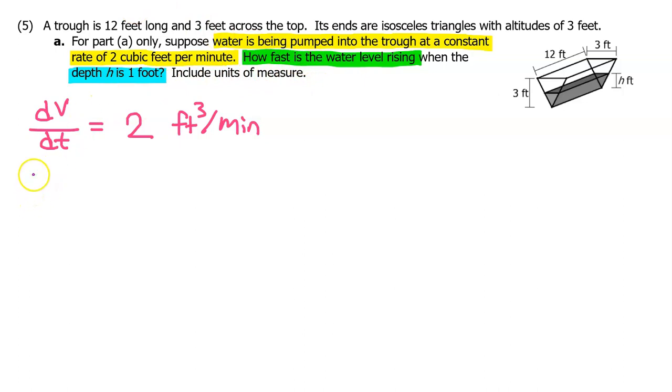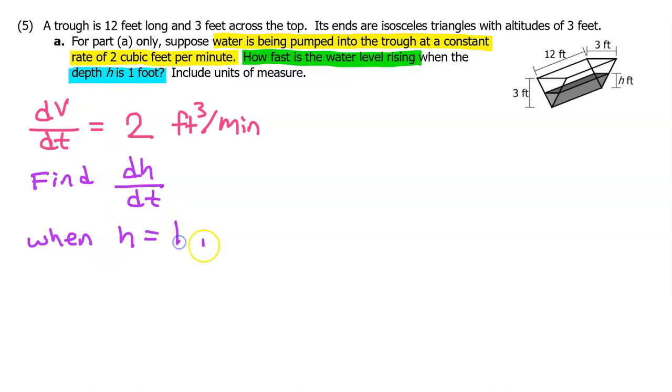So we are to find, okay, the speed at which the water level is rising is the rate of change of this h. So they are asking us to find dh/dt when h is equal to 1 foot. So this is what we are given.